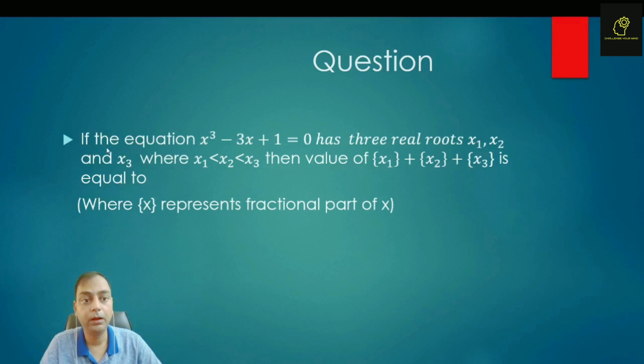The question is, if the equation x cube minus 3x plus 1 is equal to 0 has three real roots x1, x2 and x3, where x1 is less than x2 and x2 is less than x3, then we need to find the value of fractional part of x1 plus fractional part of x2 plus fractional part of x3. Now I am going to give the approach for how to solve this problem.